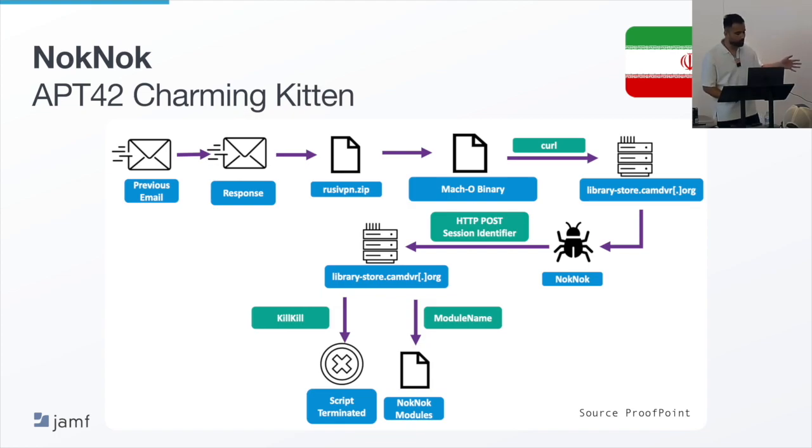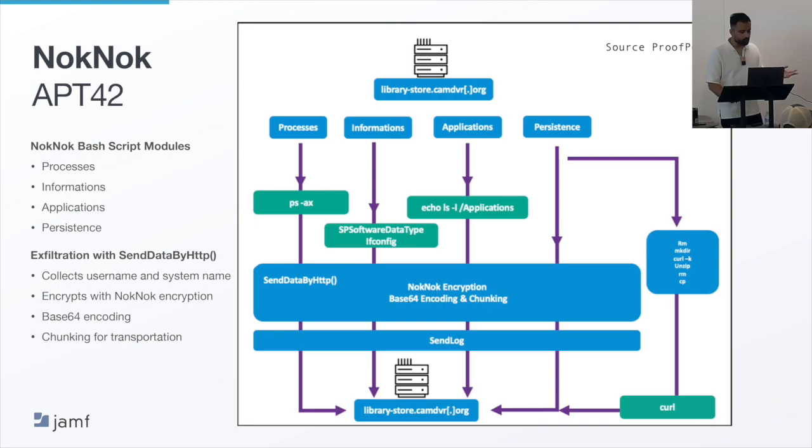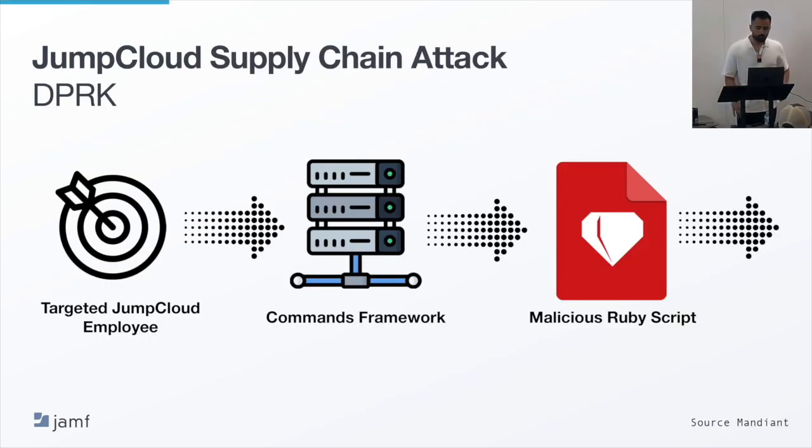And this is how this attack chain worked. At a high level, when executing this Ruzi VPN application, it executes an AppleScript file, which curls down a file from the C2, and it leverages a lot of bash scripts, and these were dubbed Knock Knock, that established a backdoor in the system. A lot of these bash scripts would grab a list of running processes, information about the system it's running on, applications installed, and then establish persistence as well.